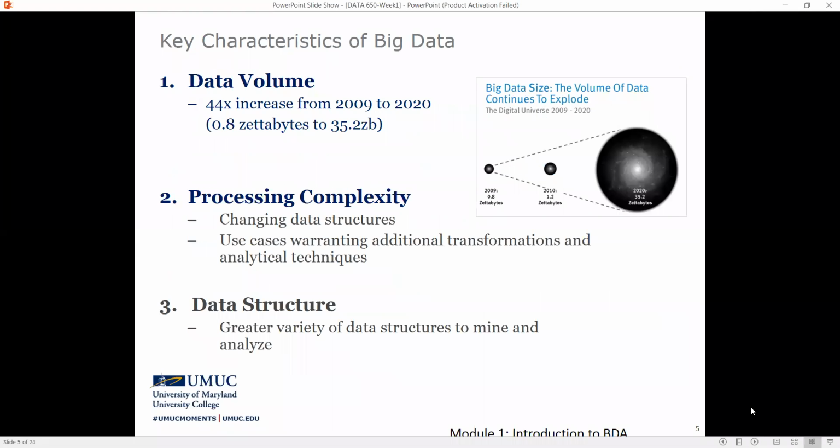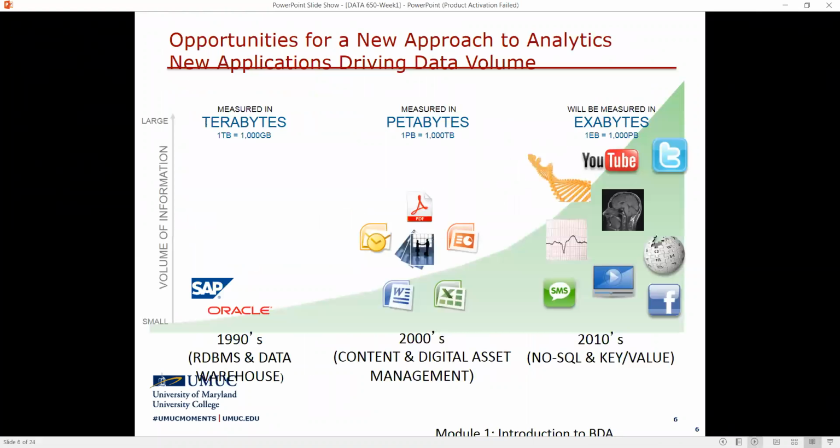I have 2 or 3 slides which are mostly an overview of what you have learned already in other courses about the volume of data, about the increase of data each year, about the processing complexity, and how it has evolved very interestingly with the appearance of different types of size and complexity of data. New technology appeared to deal with them.